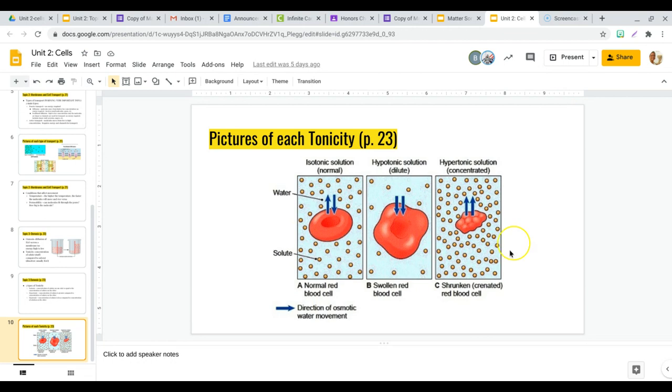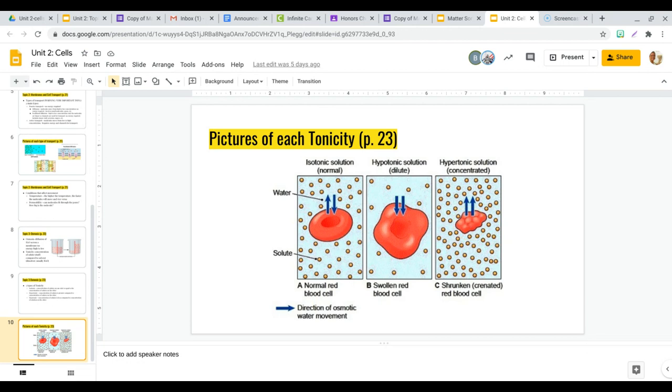In hypertonic, there's less solutes inside the red blood cell and more water. On the outside, there's more solutes and less water. So the water is going to travel from an area of high concentration of water to low concentration of water, and it wants to dissolve these solute particles. And in turn, it shrivels up this red blood cell almost like a raisin.